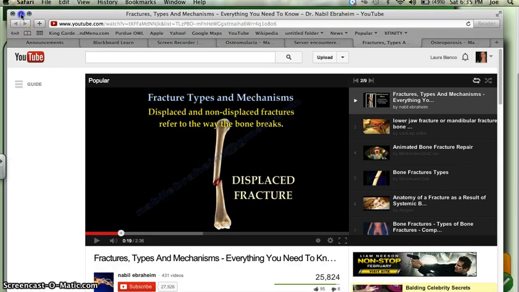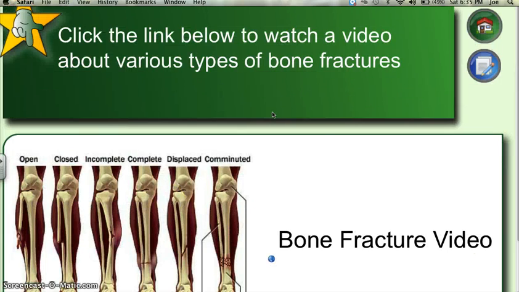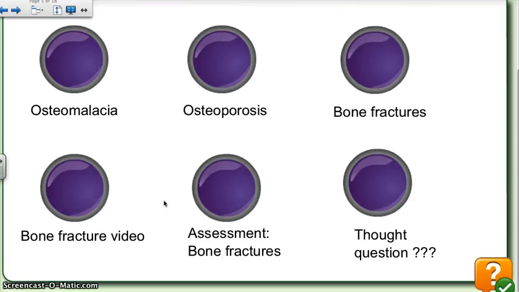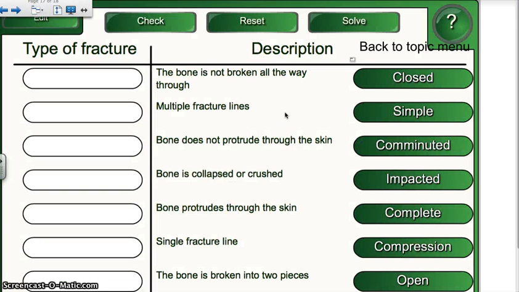Students generally enjoy watching this video because it shows them exactly how these bone fractures can occur and gives them a great description for each one. After they've reviewed all this information, they can take an assessment about the bone fractures. This time it's a matching activity.